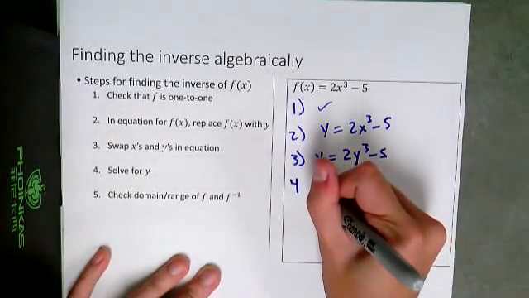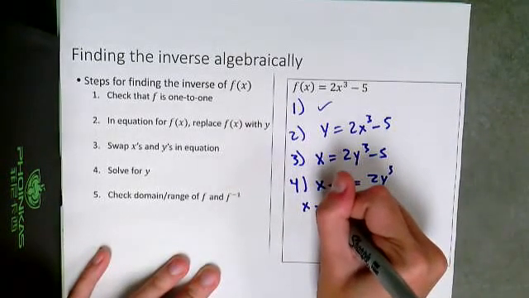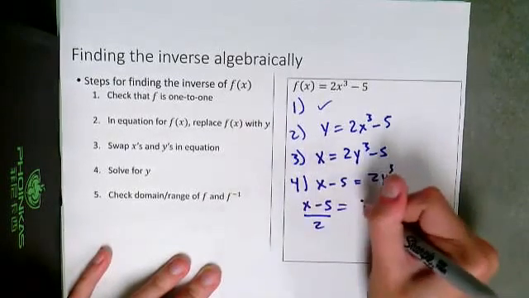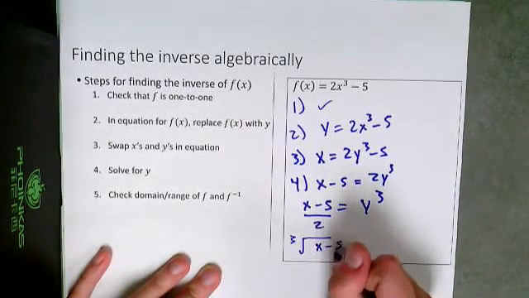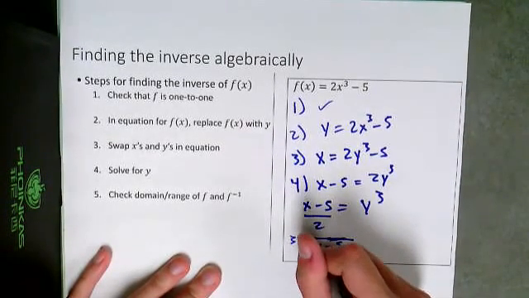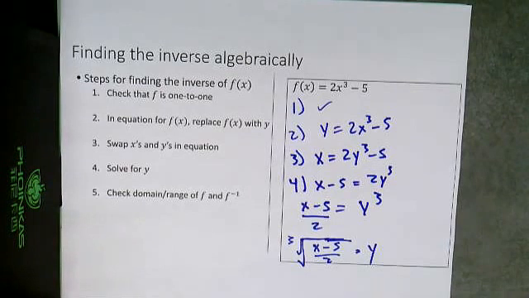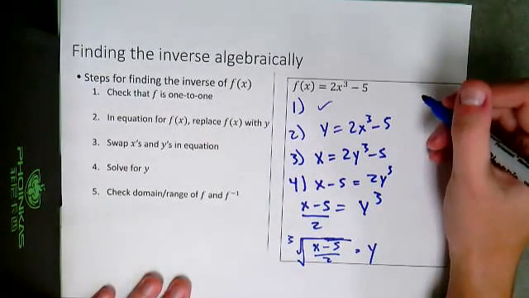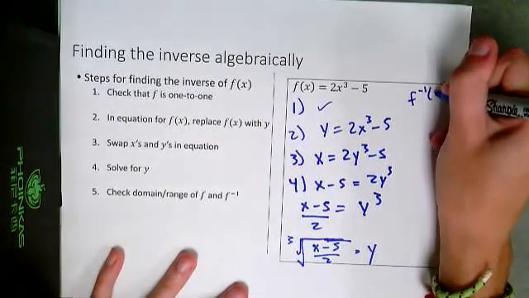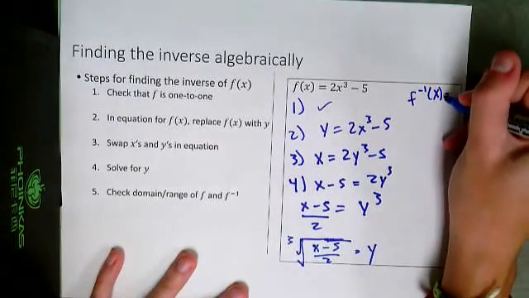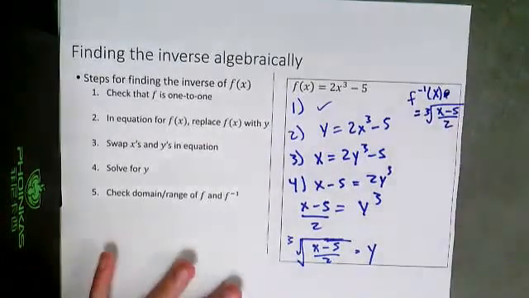Step four, solve for y. So this is x minus 5 is equal to 2y cubed. x minus 5 over 2 is equal to y cubed. The cube root of x minus 5 over 2, the cube root of all of this, is equal to y. Now, replace y with f inverse. So f inverse of x is going to be the cube root of x minus 5 over 2.